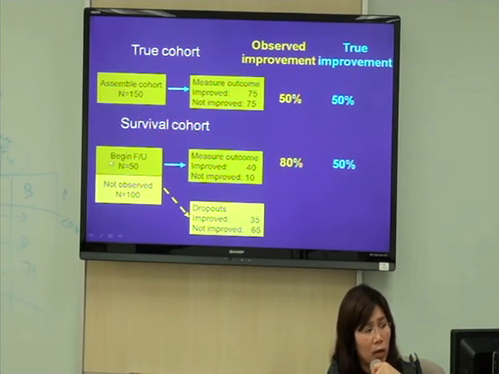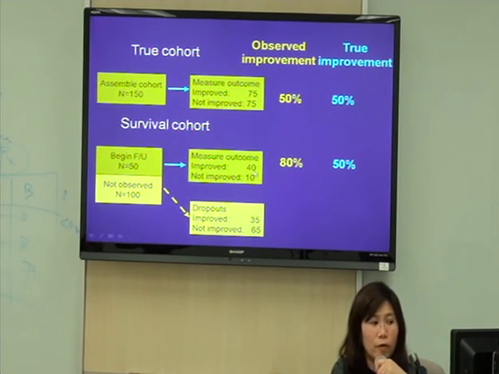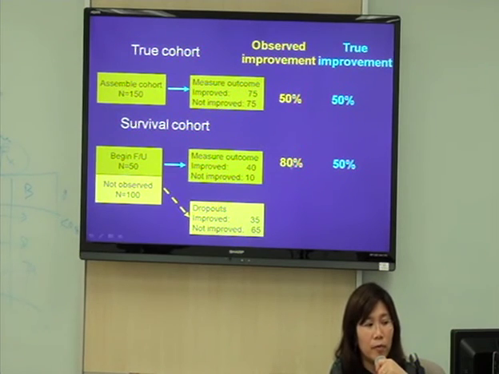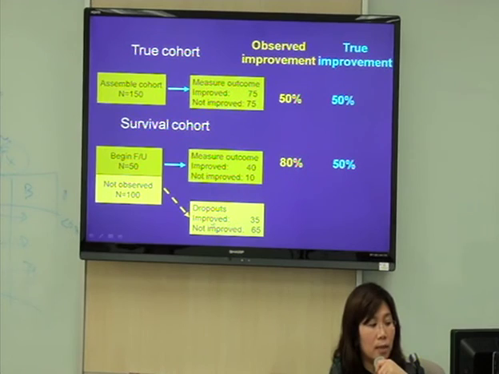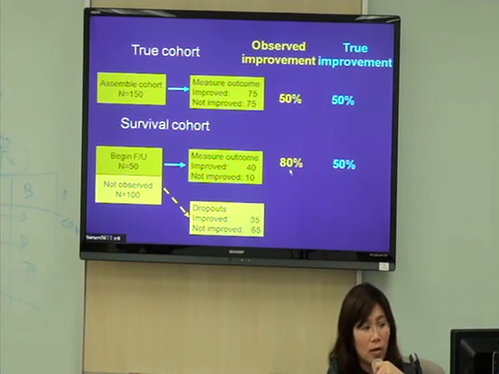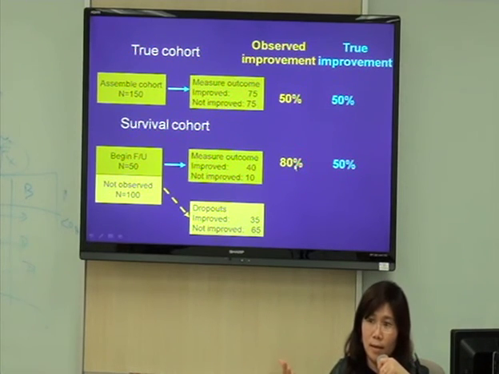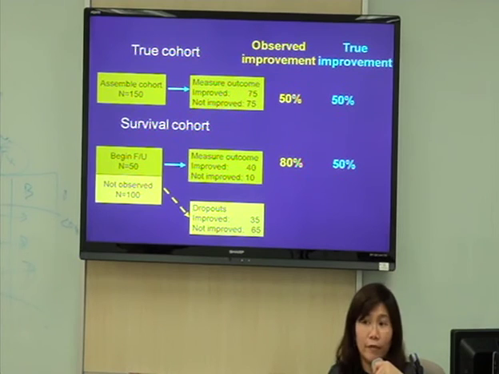So if you look at only the ones who can follow up with you, you see, oh, they improve a lot, 40 in 50. So the observed improvement is 80%. But if you could identify all of those that did not follow up with you, you might see that they did not improve, 65 did not improve and only 35 improved. So when you combine together, actually the true improvement is 50%. But because of the follow-up, the survivor cohort makes you over-interpret your treatment effect, so that the improvement looks very good.